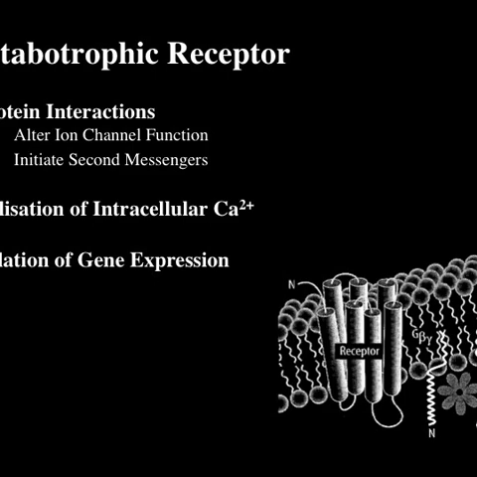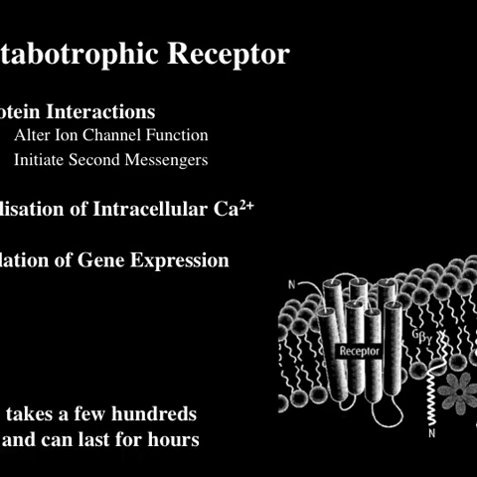Or sometimes they initiate second messenger systems which can mobilize intracellular calcium, and intracellular calcium, when it's mobilized, can do all sorts of interesting things, or can regulate gene expression and therefore protein expression within that postjunctional cell. Typically, the onset of their activity takes a few hundreds of milliseconds, and it can last for hours. So these are not the rapid-firing, responsive things that we think of when we're thinking about ionotropic receptors.